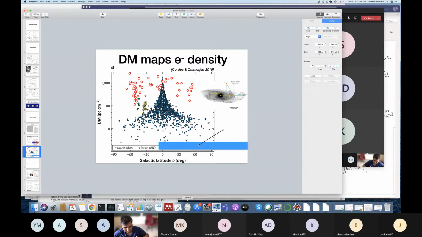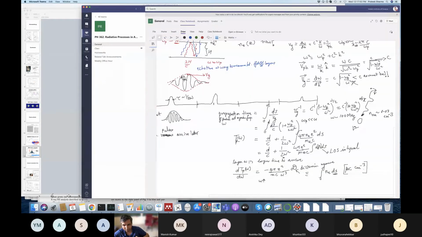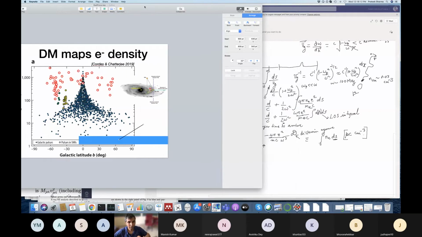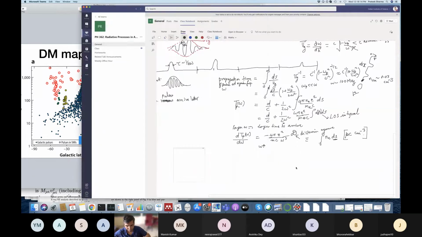Let me annotate on this. Dispersion measure has a lot of practical application. It's very simple, linear physics, but a very, very practical tool. So say this is the Milky Way disk, and you're located here, and you're looking at an angle b.